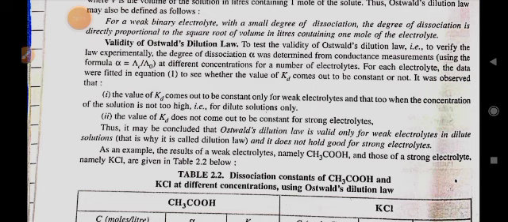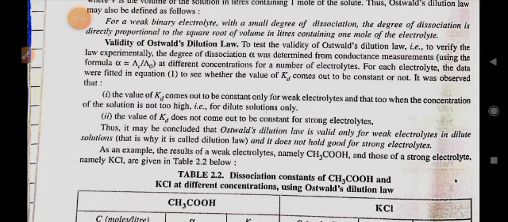Validity of Ostwald dilution law. To test the validity of Ostwald dilution law, that is, to verify the law experimentally, the degree of dissociation alpha was determined from conductance measurement using the formula alpha is equal to lambda C upon lambda naught at different concentrations for a number of electrolytes. For each electrolyte, the data were fitted in equation 1 to see whether the value of Kd comes out to be constant or not. It was observed that the value of Kd comes out to be constant only for weak electrolytes, and that too when the concentration of the solution is not too high, that is, for dilute solutions only.